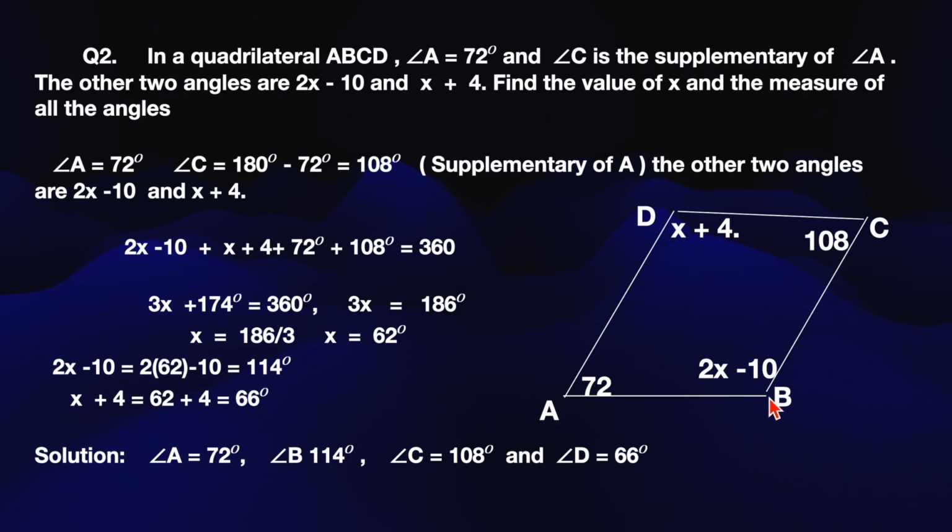So these two angles we have to find now. Okay, the sum of all the angles is 360. So write down 2x minus 10 plus x plus 4 plus 72 plus 108 is equal to 360. Therefore, simplify it further. You get 3x is equal to 186. x is equal to 62 degree. Okay. Now substitute x is equal to 62 here. You get 2 into 62 minus 10, that is 114. So this angle is 114. Substitute x here, 62, you get 66. So angle D is 66.